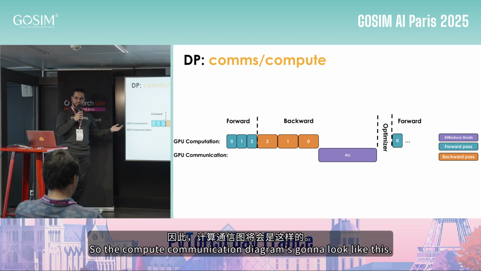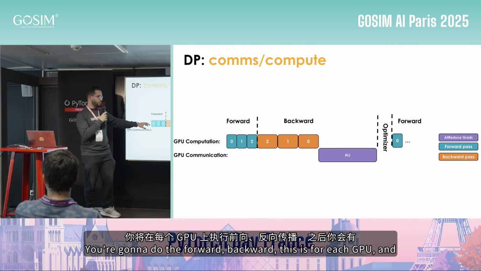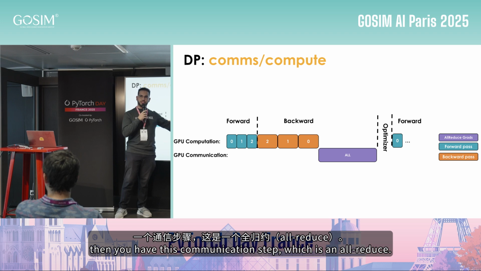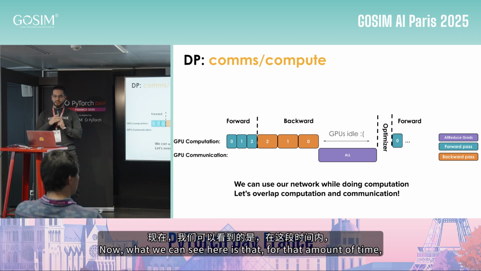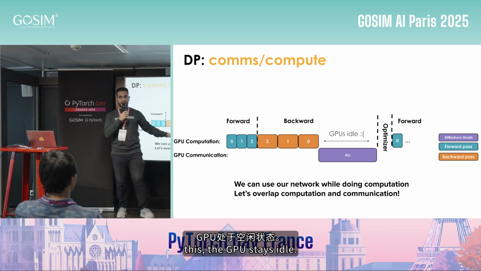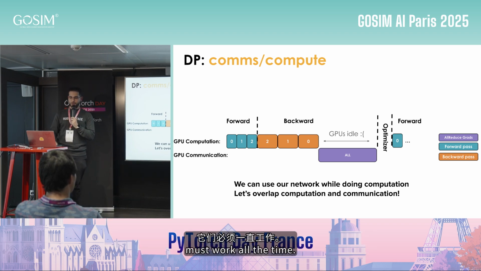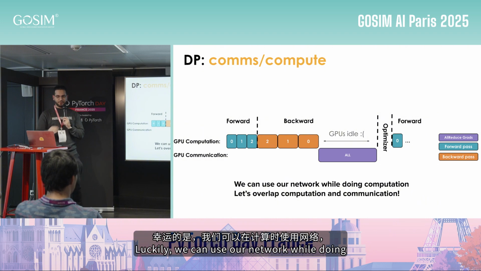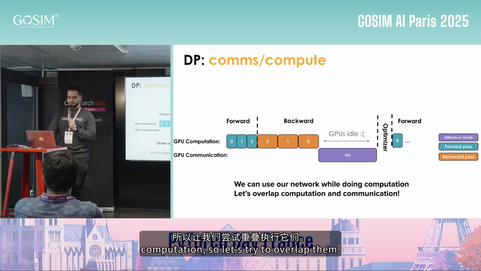So the compute communication diagram is going to look like this. You're going to do the forward, backward, this is for each GPU. And then you have this communication step, which is an all-reduce. Now what we can see here is that for that amount of time, the GPU stays idle. But that's not why we have GPUs. If we have GPUs, they must work all the time. And luckily, we can use our network while doing computation. So let's try to overlap them.